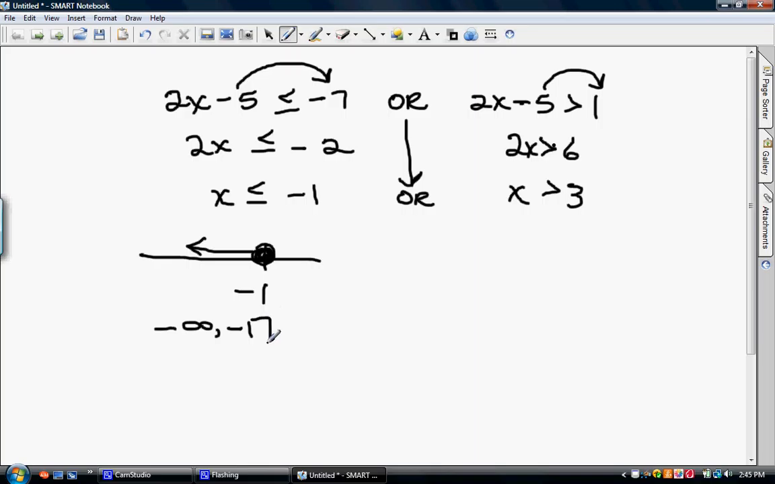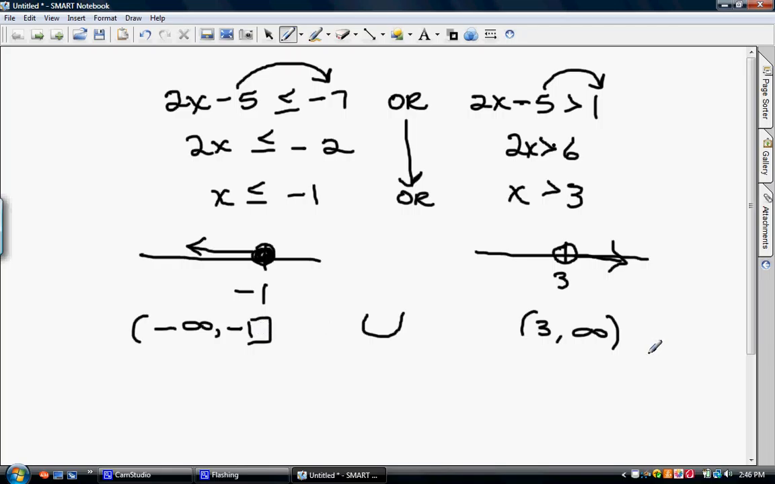We have the or. In or, since we have two separate answers, this one is x greater than 3. Here are all the numbers greater than 3. So this would be 3 to infinity. What the or will do is we'll put a union symbol there, which means we have this answer or this answer. We have a gap here, a hole that's here.